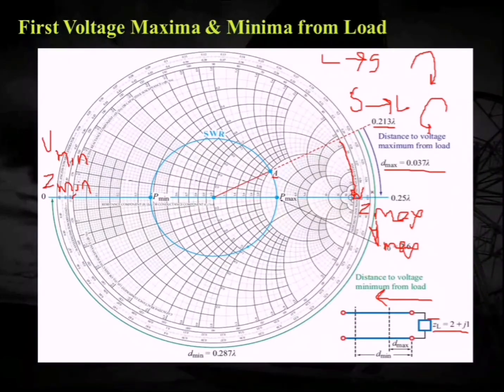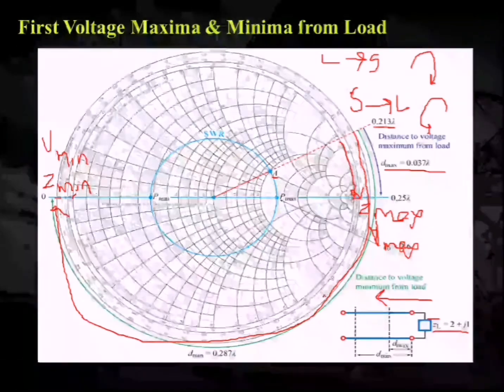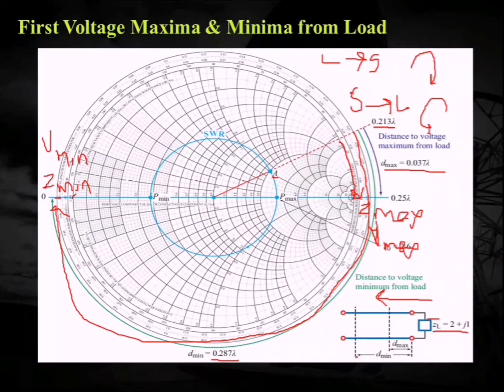Similarly, if I still move in the clockwise direction, I will reach this point, and this point is nothing but my minima. I'm moving from this point to this point. That is my first minima. Then the number of lambda that I have moved, from 0.213 to 0.5, I will take the difference, and that will come out to be equal to 0.287 lambda. So this minima will exist at 0.287.